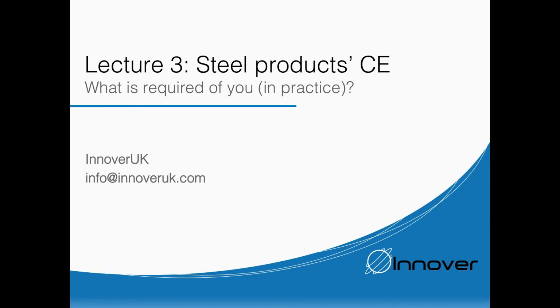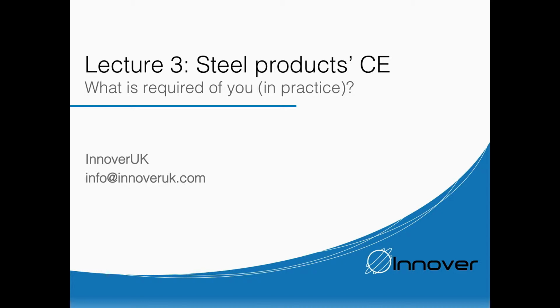In this third lecture we're going to go into more detail about structural steel product CE marking, and we are basically going to see what is actually required of you in practice to CE mark a structural steel product, and also take the opposite look and see what is required of you to manufacture a steel product that is going to be CE marked.